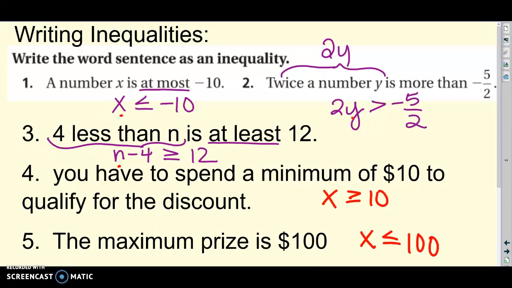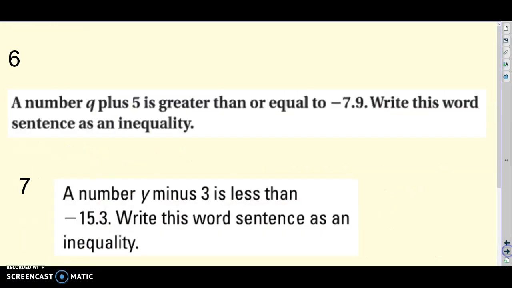So for this one, a minimum of 10, you have to spend, this is what you spend, has to be greater than or equal to 10. Or the prize, the maximum prize is $100. It could be up to $100, but not anymore. That's the maximum. So the prize is going to be less than or equal to $100.